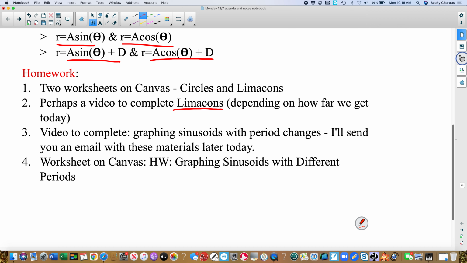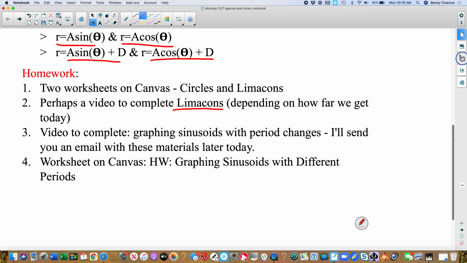And then the next thing you're going to review from last year is how you graph sine and cosine if you have a change in the period. The graphs that you did over the week always had a period of 2 pi. That's how long it takes to go around the unit circle. All those graphs had periods of 2 pi, but we can change that.